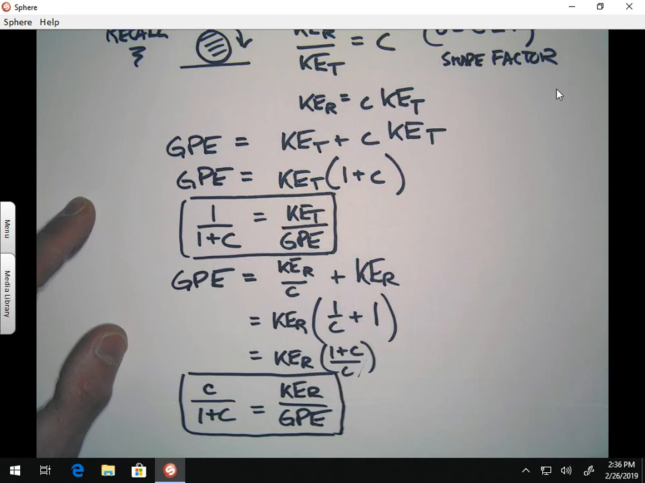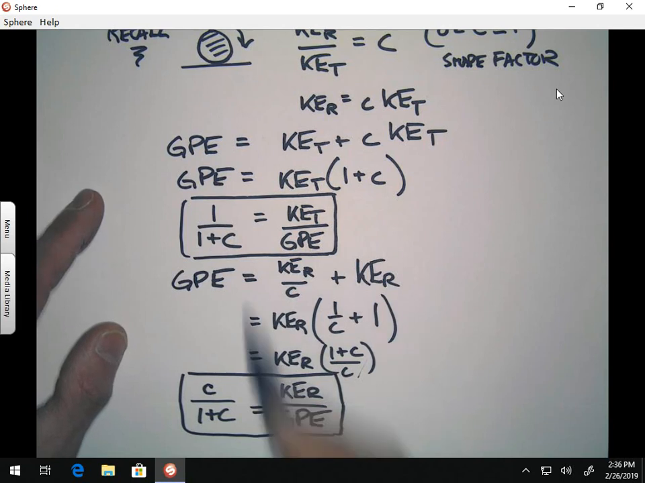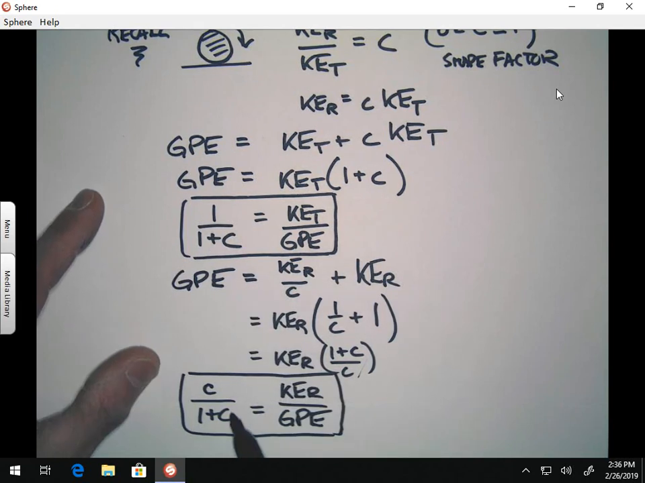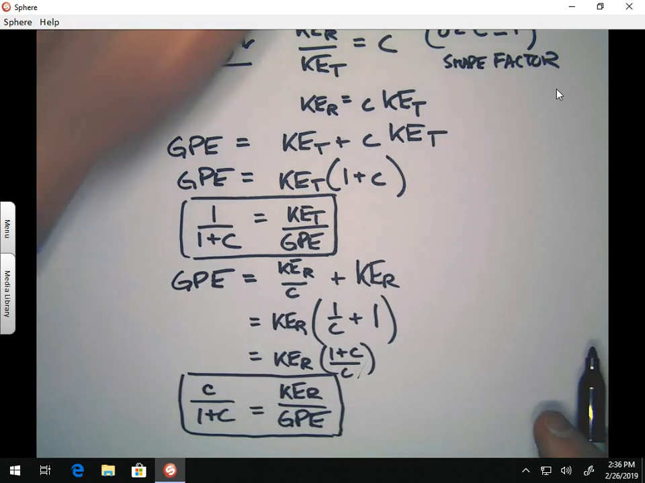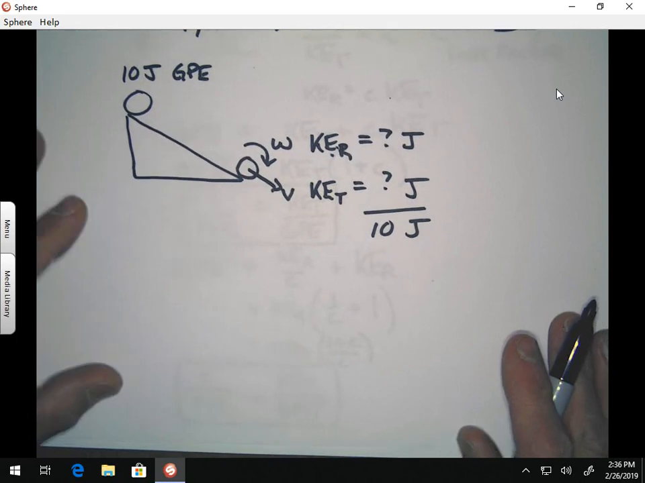And what you end up with here is your second relationship that complements the first one. These two relationships make up a pair, right? And they tell us how the energy would split. And apparently the energy depends on the value of C that we have for the shape. Okay. Yeah, so let's go back to our original example, and let's just see how that would work here.